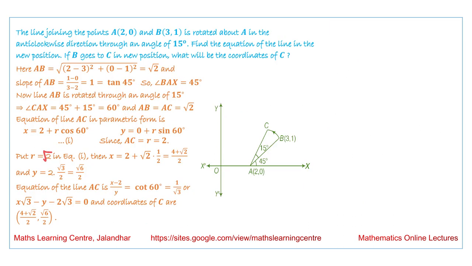Now the next question we have is: the line joining the points A 2, 0 and B 3, 1. These are the 2 points we are talking about. It is rotated about A in the anti-clockwise direction by an angle of 15 degrees.